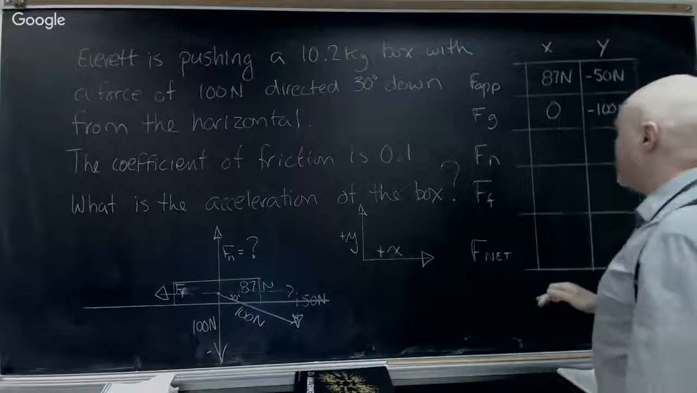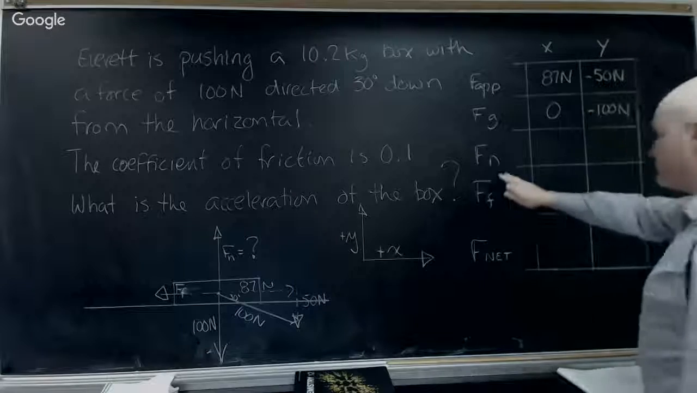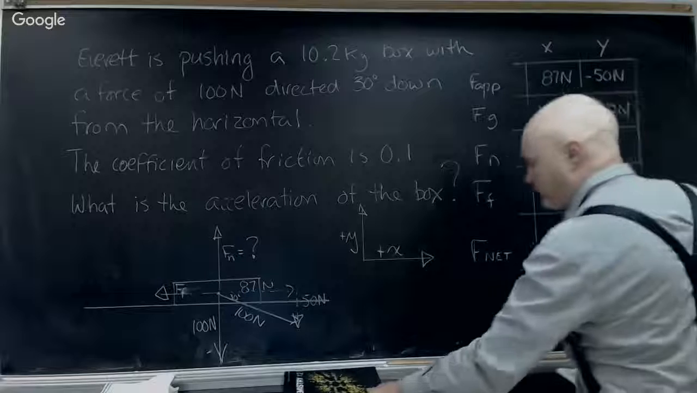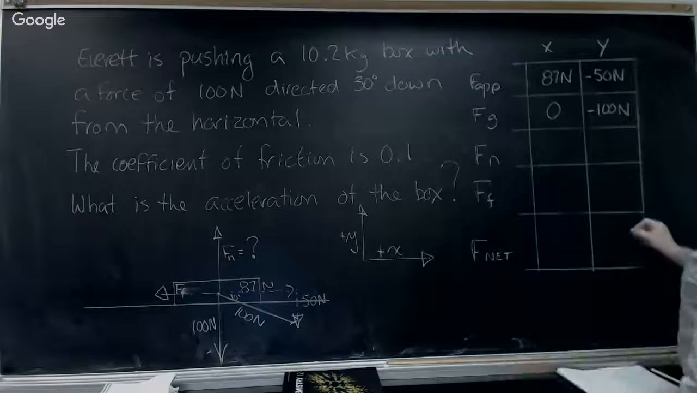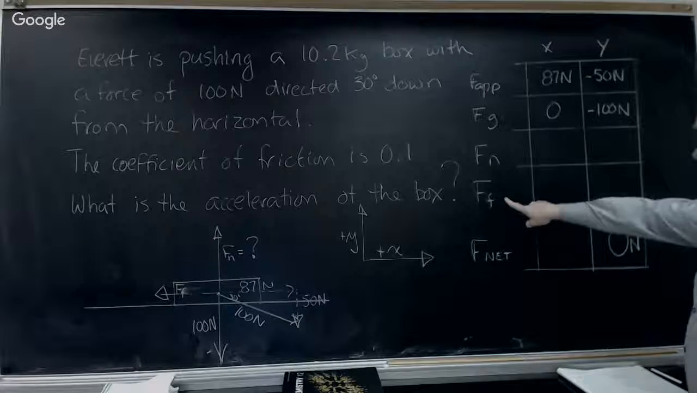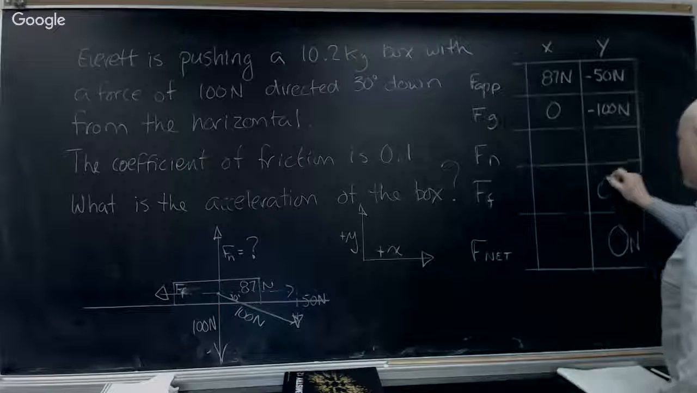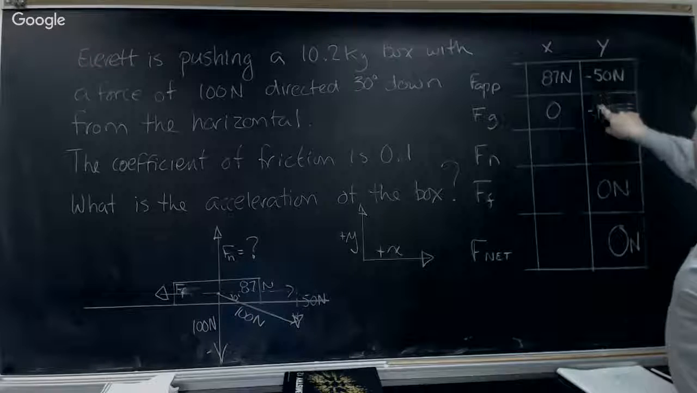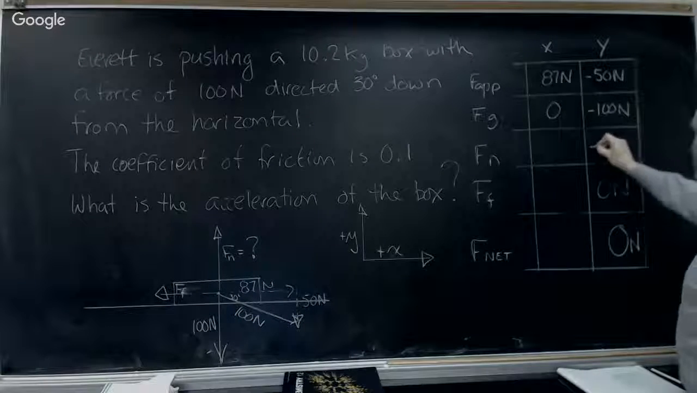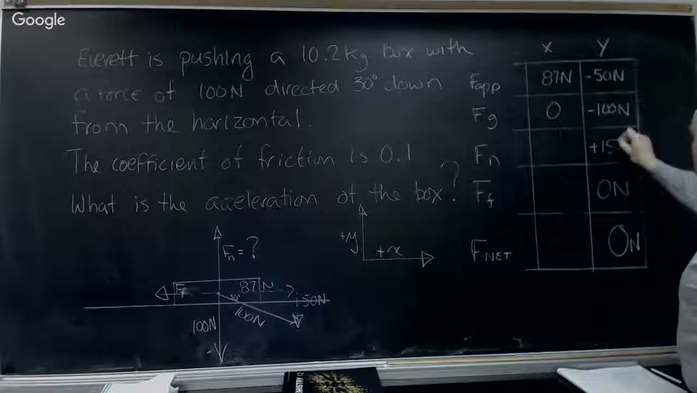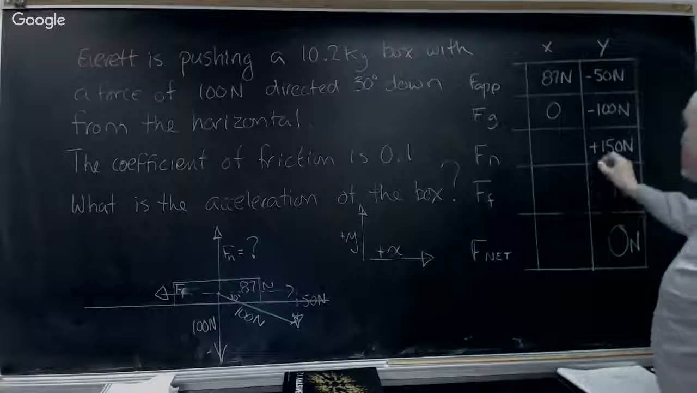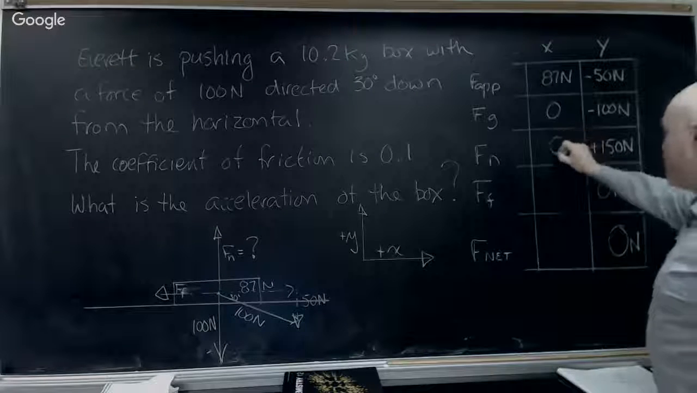Now, an important thing to realize is that vertically, since that book is not accelerating, the net force in the Y direction has to be 0 newtons. There is no friction in the Y direction. That's 0 newtons. That means that negative 50, negative 100, all have to be balanced off by the normal force, which is going to be positive 150 newtons. Okay. The normal force does not act in the X direction.